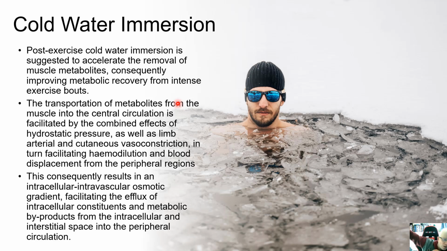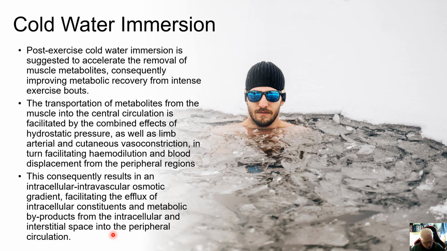And that's where we want them. And then we can, in essence, get kind of clearance. And so what we get is what's referred to as an intracellular-intravascular osmotic gradient. And so that leads to the release, the efflux, of these intracellular constituents, metabolic byproducts, from the intracellular and the interstitial spaces into the peripheral circulation. And that's the really important part.